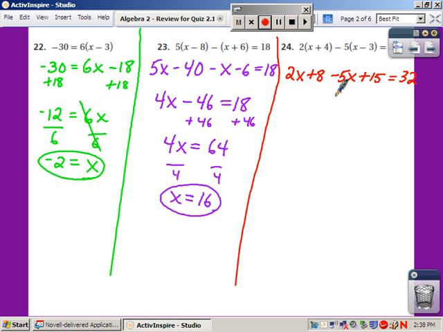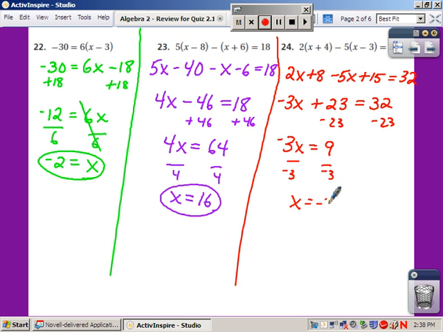So again, I want to combine like terms over here. I got 2x and negative 5x. That's negative 3x. 8 and 15. That's positive 23. Equals 32. Now, simple subtracting of 23. Negative 3x equals 9. Now I divide by negative 3. X equals negative 3. All done. I think those aren't too bad.